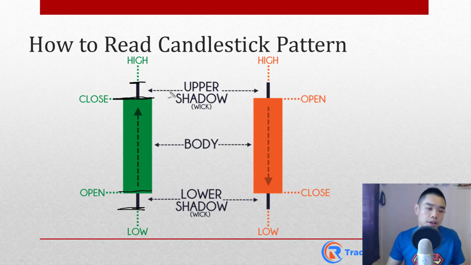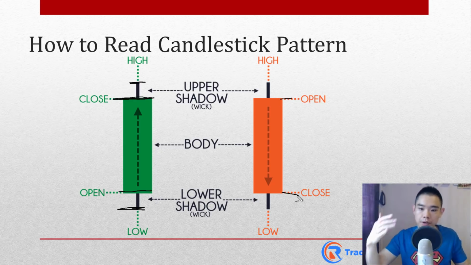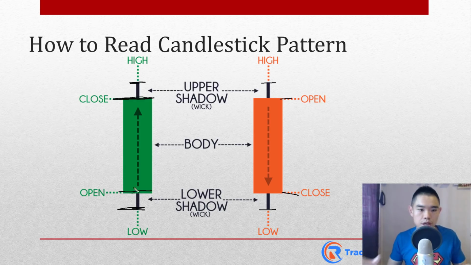When you look at a bearish candle, it's the opposite. The open is on top, and the close is below. That's why it's bearish, because the price has actually closed lower for the day. So now this candle is in red color. Again, this is the high of the day, and this is the low of the day. So this is how you read a candlestick pattern.